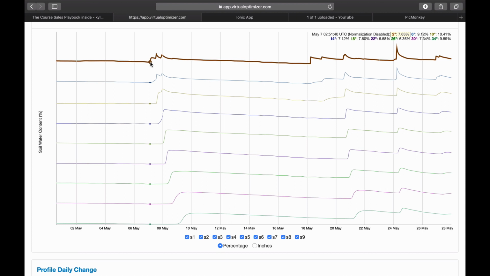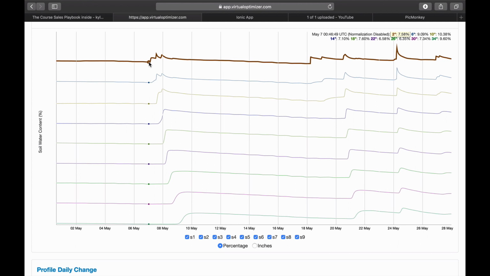The rain events actually started on May 7th, but it was May 9th, 2 days later, before that moisture made it all the way to the bottom sensor. So it was about 2 days worth of rain and 2 days worth of slow soaking moisture to get that bottom sensor to actually move.